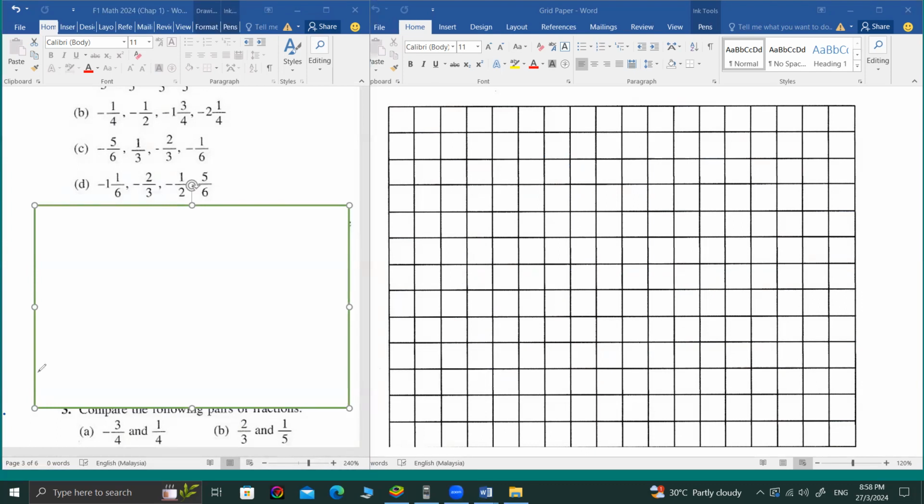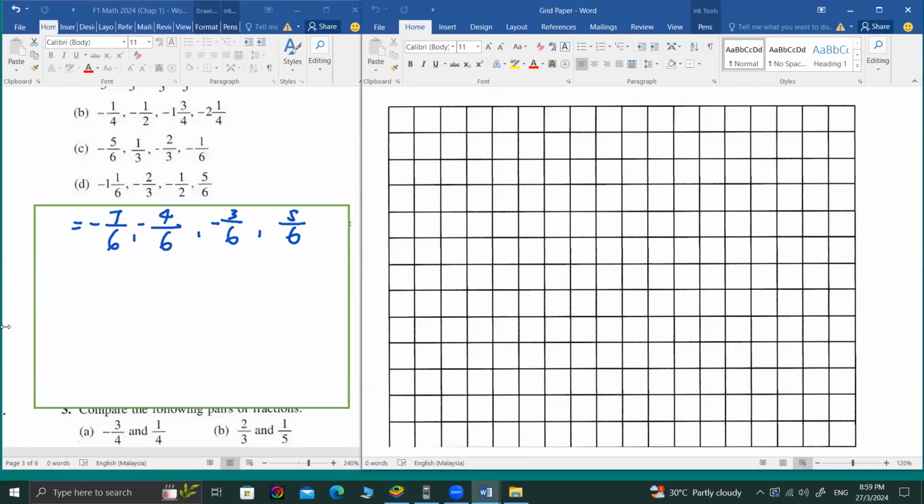Okay, what did you get from here? Look carefully at D. From D here, negative 1 per 6, I make it negative 7 per 6. So times 2, negative 4 per 6. Here, negative 3 per 6. And the other one, I got 5 per 6. Until here, is it okay, all of you? Okay, next. So now I arrange accordingly, like just how I mentioned.